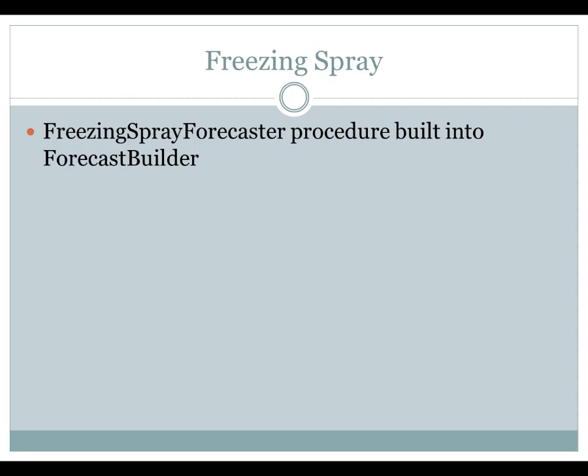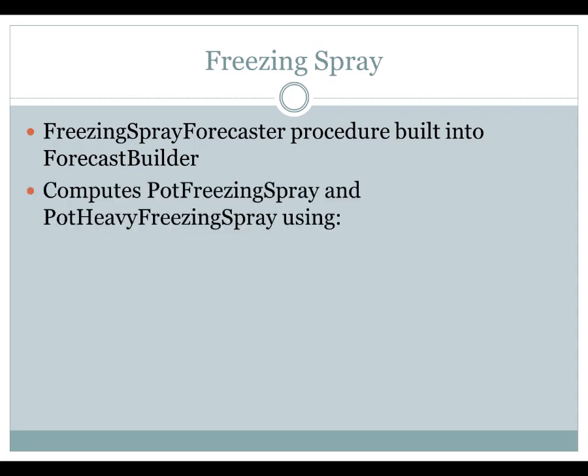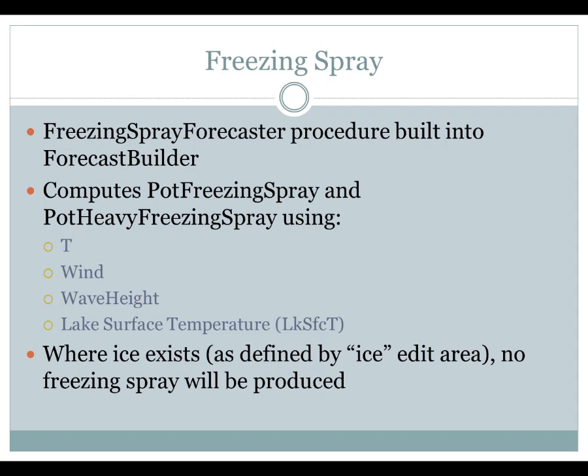Another tool here, freeze and spray. There was a tool called Freeze and Spray Forecaster for the Great Lakes offices. This is built right into Forecast Builder. It computes pot freeze and spray and pot heavy freeze and spray using grids like temperature, wind, wave height, and lake surface temperature. And where ice exists, and this is defined by the ice edit area, no freeze and spray will be produced.